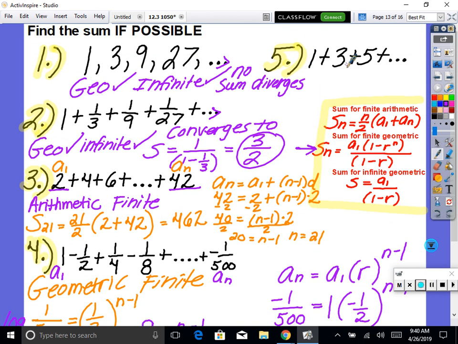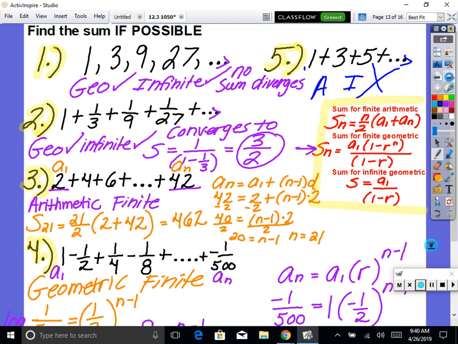Okay, last one. We're actually almost done with the lesson. You guys are doing so awesome. Really, stick with me. We're almost there, but refocus. 1 plus 3 plus 5 plus ... Isn't it infinite? Isn't it arithmetic and infinite? So we can't. Divergent. Yeah, divergence bad. Convergence, smiley face. Bad means can't.